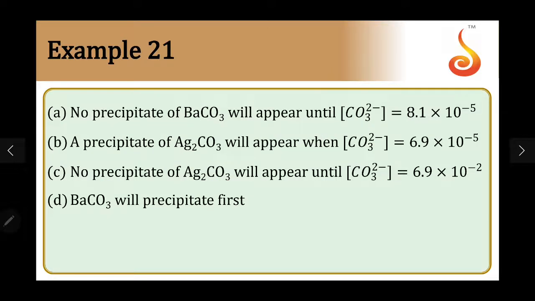So no precipitate of barium carbonate will appear until this one. So a precipitate of HgCO3 will appear which is 6.9 × 10 power minus 5. Some concentrations are given; which will precipitate first? So we'll first find out what is the concentration of carbonate ion required to precipitate both salts and which will precipitate first. So we'll go back to the slide again.